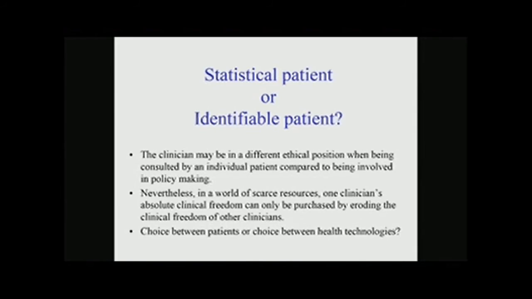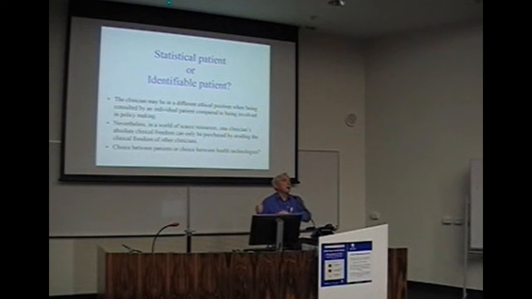Nevertheless, if we're dealing with a world of absolute freedom, your decision as a clinician that you're going to go for broke, your patients are going to get everything that they could possibly use. That can only be achieved if other clinicians don't have that level of clinical freedom to do that sort of thing themselves. And this applies, for example, when we're choosing which patients should have priority, and for particular groups of patients, which health technologies and practices should have priority.